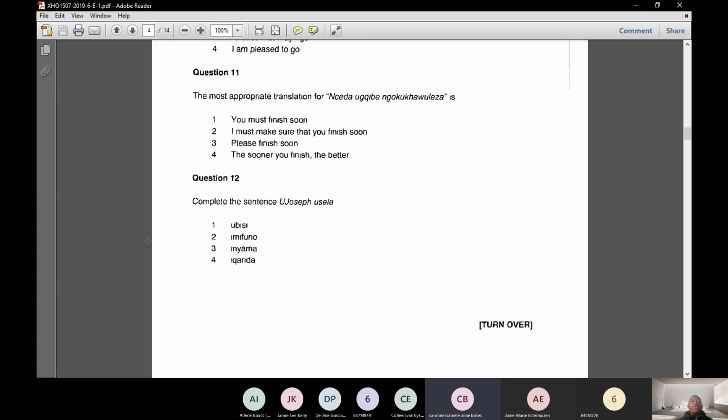Okay, let's just memorize. I'll try and give you the answers, and let's hope you will see this answer. For number 11, the correct answer is please finish soon.